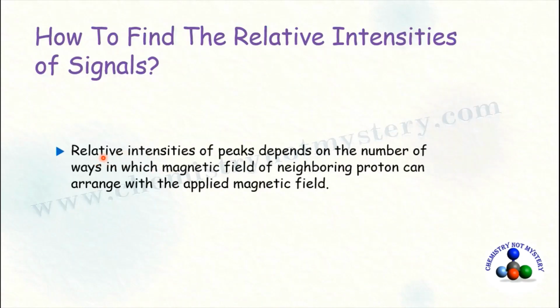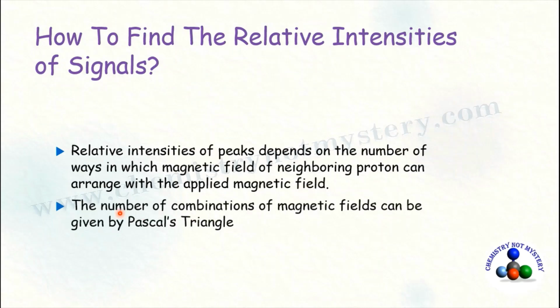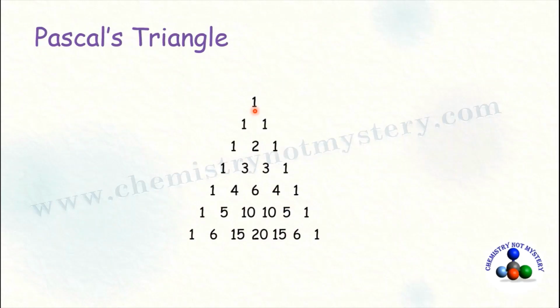Relative intensities of peak depends on the number of ways in which magnetic field of neighboring proton can be arranged with the applied magnetic field. The number of combinations of magnetic field can be given by Pascal's triangle. In Pascal's triangle, there is one on both the sides of the triangle, and this number represents the intensities of the corresponding peaks. For example, for singlet, peak intensity will be 1. For doublet, peak intensity of both the peaks in doublet is equal to 1:1.